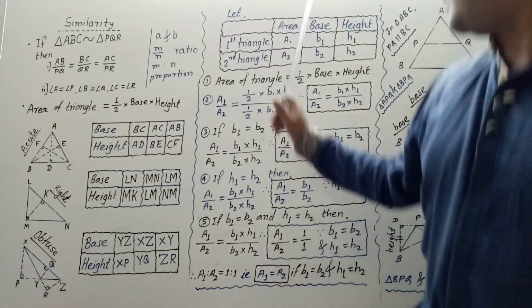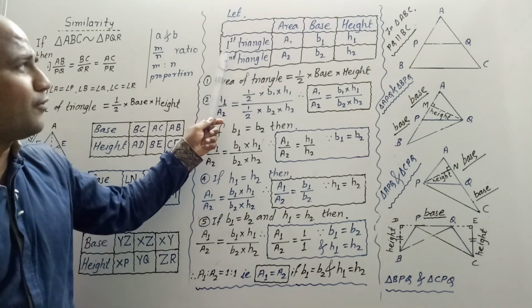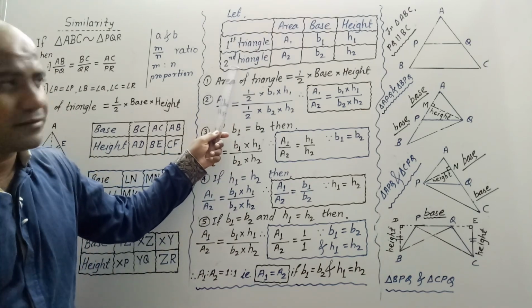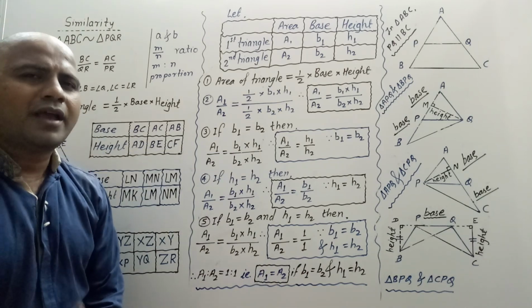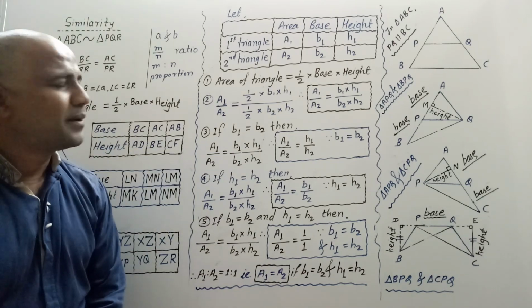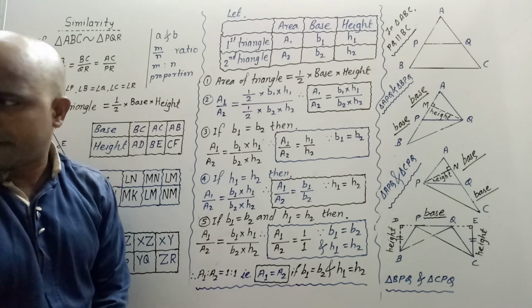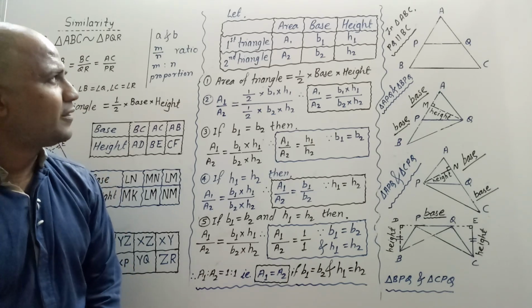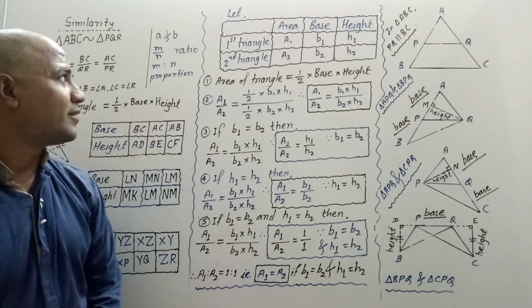the point. Let's suppose there are two triangles. First triangle, second triangle. Then area, base and height. Generally area is denoted by the letter A, base is denoted by the letter B and height is denoted by the letter H. Base साठी आपण B लेटर वापरणार आहोत, height साठी H आणि area साठी A.